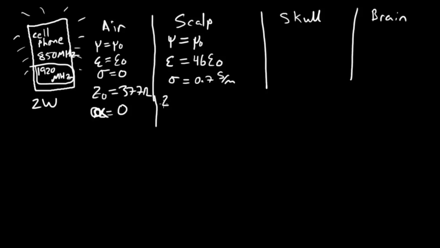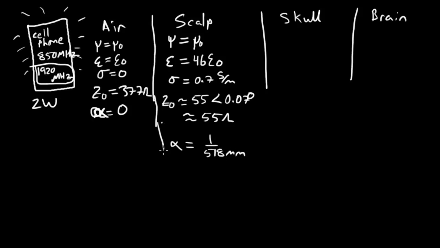When I looked at the expression for the characteristic impedance, I calculated it using the lossy dielectric, so I calculated the whole thing. That's going to be 55 ohms at an angle of 0.07 degrees. That angle just indicates a phase shift, and it's very small, and we don't care about phase shift, so I'm just going to call it 55 ohms. And the attenuation constant is 1 over 518 millimeters. Is that large or is that small?